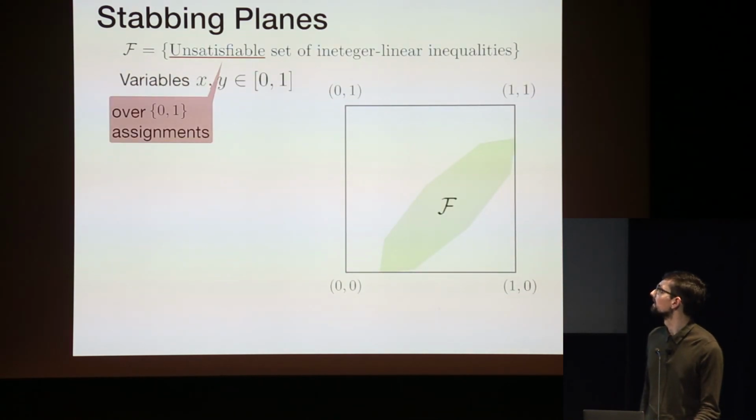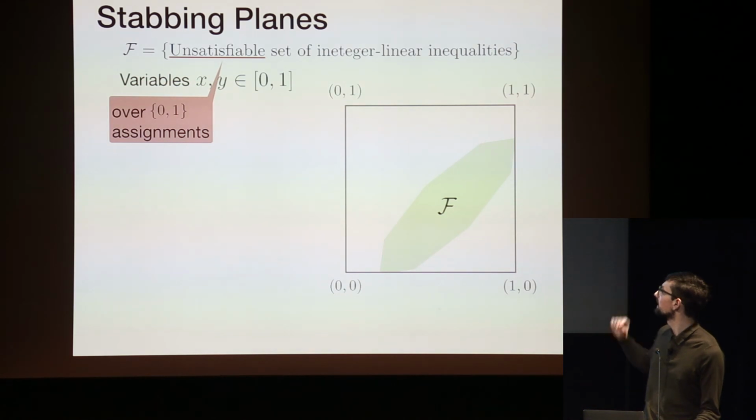So we begin with an unsatisfiable system of linear inequalities. And by unsatisfiable, I mean over Boolean assignments. We also have constraints that say that the variables take value within the 0-1 interval. And because we're dealing with linear inequalities, we can associate a polytope of fractional solutions to the original system of inequalities. So I've plotted this here in green.